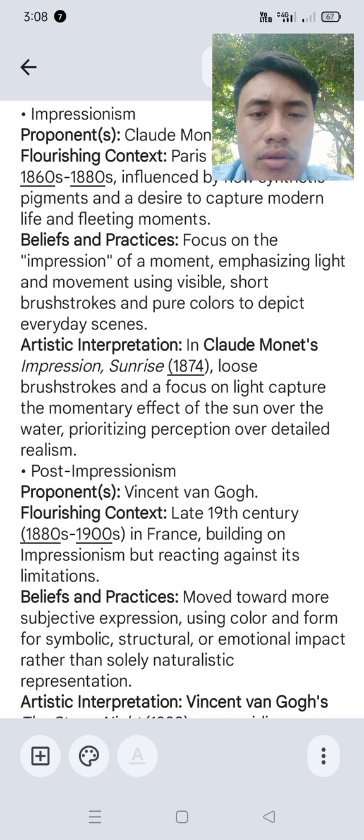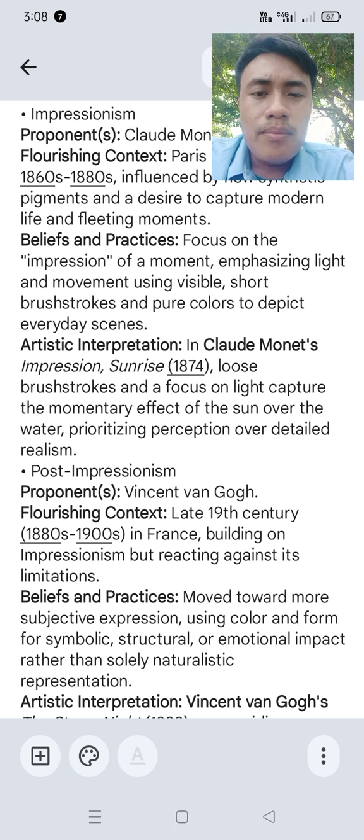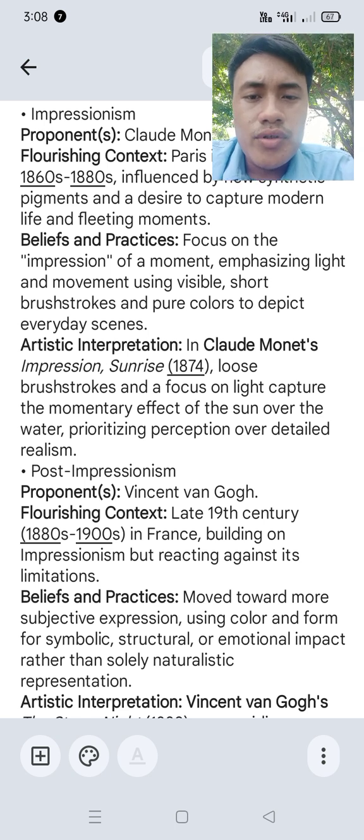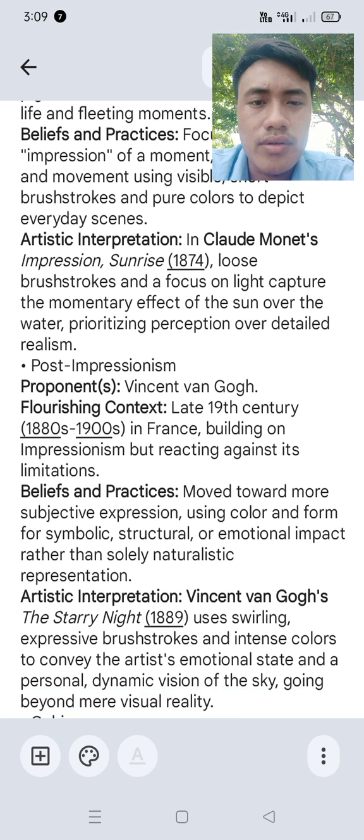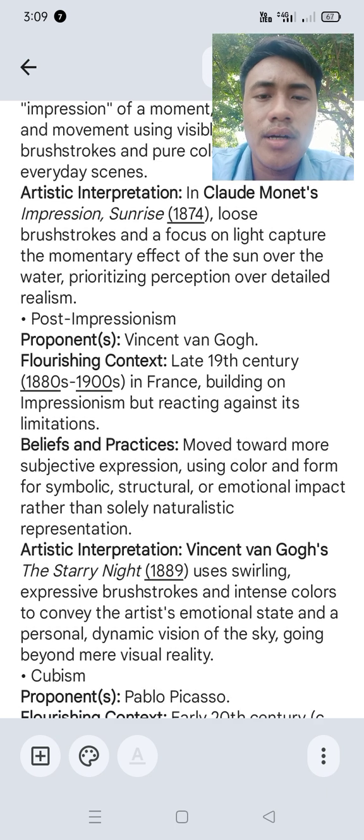Focus on the impression of a moment, emphasizing light and movement, using visible short brushstrokes and pure colors to depict everyday scenes. Artistic interpretation: in Claude Monet's Impression, Sunrise, 1874, loose brushstrokes and focus on light capture the momentary effect of the sun over the water, prioritizing perception over detailed realism.